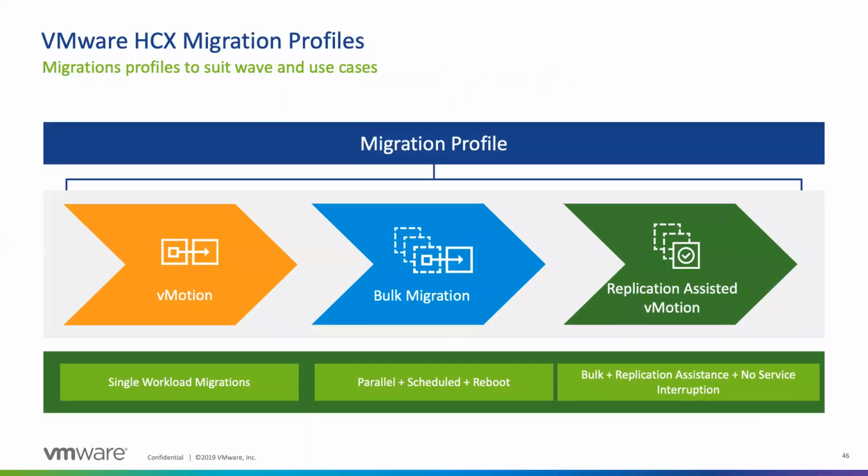Okay, so we talked about the migration profiles. We see 3 main options that customers use. Again, the key here is if you use vMotion, you can only do a single workload at a time. Bulk can do many. Replication-assisted vMotion can do many at a time. We generally recommend migration waves of less than 100 workloads per wave.